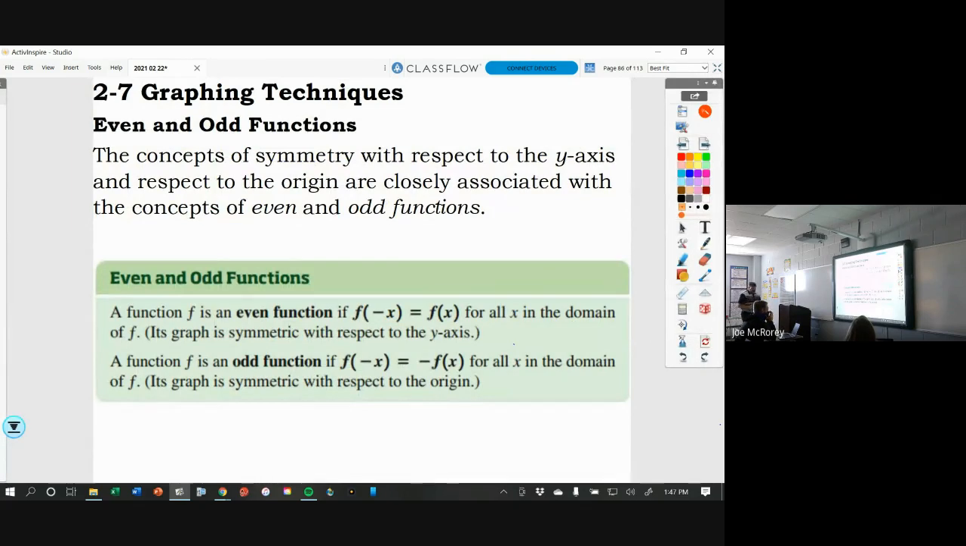Even and odd functions, folks, this right here is a super important concept. You're going to see this in pre-cal next year. It's not going away. You need to understand what an even and an odd function is and how to determine if a function is even or odd.